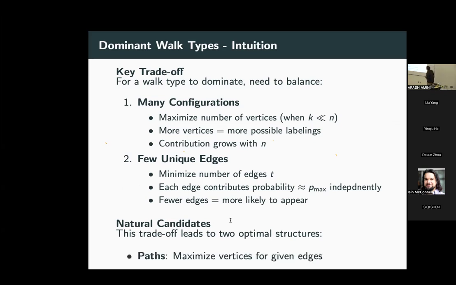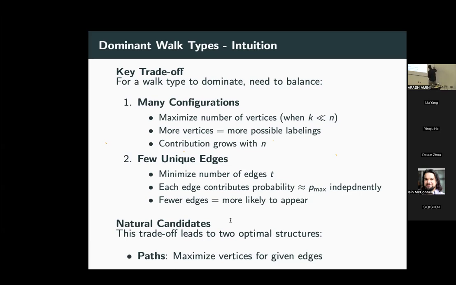So you look at these blocks, and if you want to characterize the dominant term, you want the blocks to have many configurations, because then the summation gives you a lot, like the count. So it's like count times the probability. So many configurations increases the count. And for that, you need a lot of vertices. You want to maximize the number of vertices.